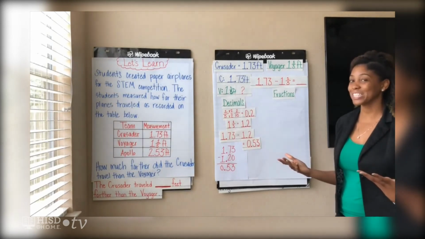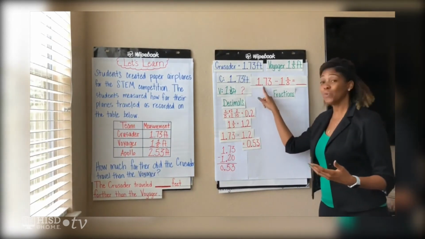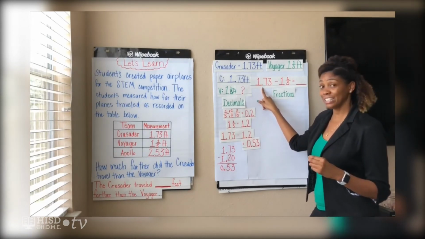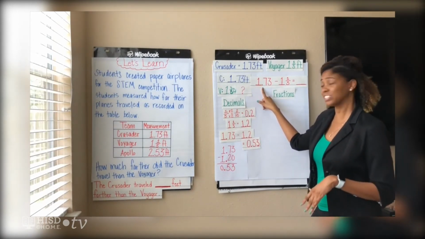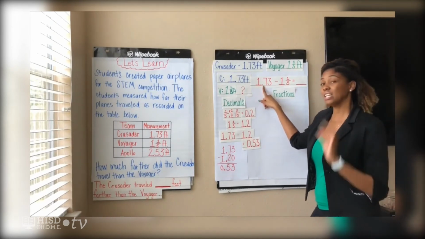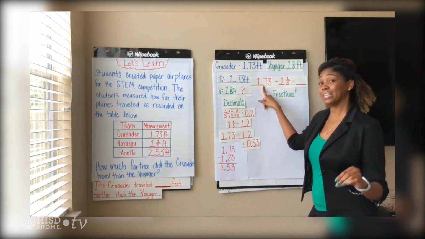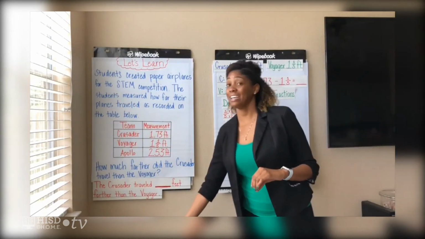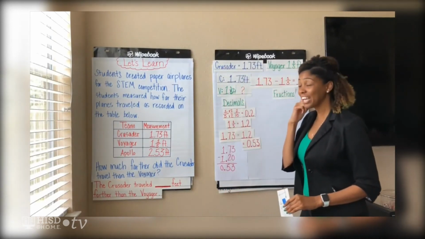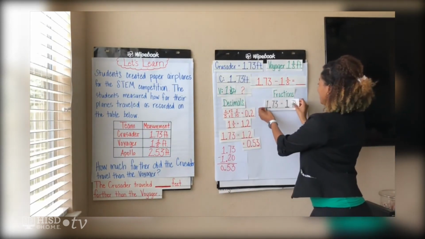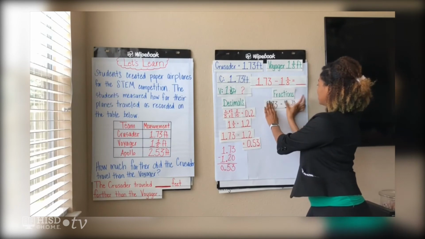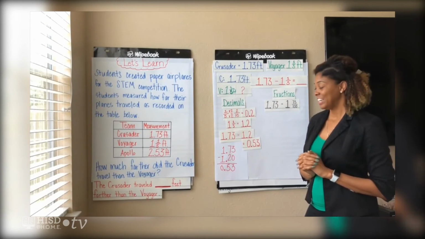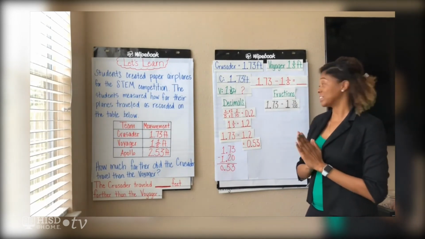Okay, so let's go back to our original problem. We have 1 73/100. The one thing we have to do is convert that into a fraction because it's a decimal. So let's rename our decimal 1.73 to the fraction 1 and 73/100. Nice.